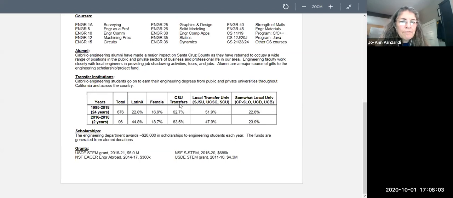In addition, we offer $20,000 in scholarships per year for students, and that's pretty amazing considering the tuition is maybe about $1,000. And then we run some really amazing grants too. Okay, I'm going to close that.